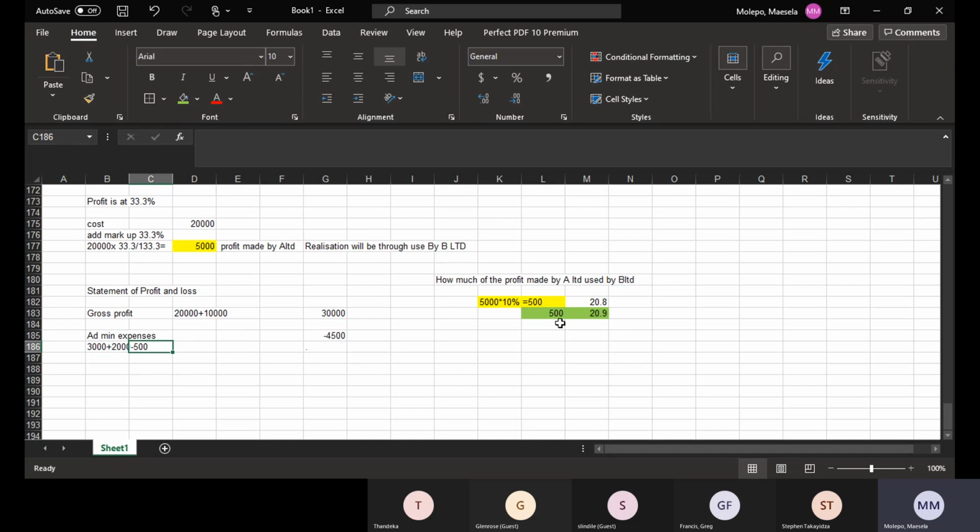But when we go to the statement of financial position, you will see that the machinery is 30,000, which is the cost, plus the 20,000, which is also the cost of the subsidiary, then less 5,000. The 5,000 is the total profit realized, the total profit made by A Limited. So we deduct that profit made by A Limited, then we deduct our accumulated depreciation.